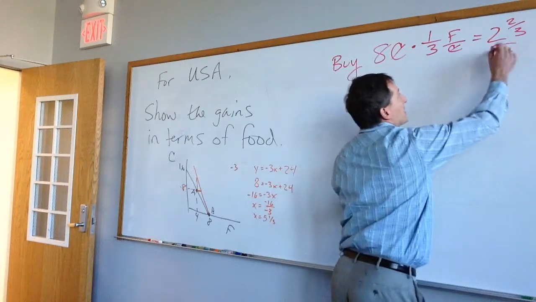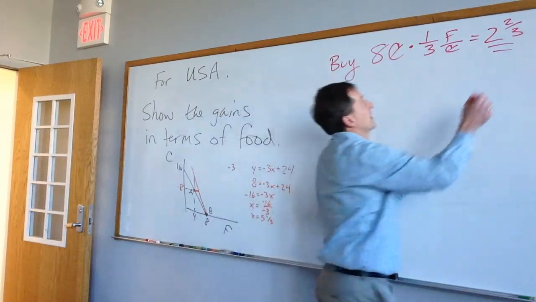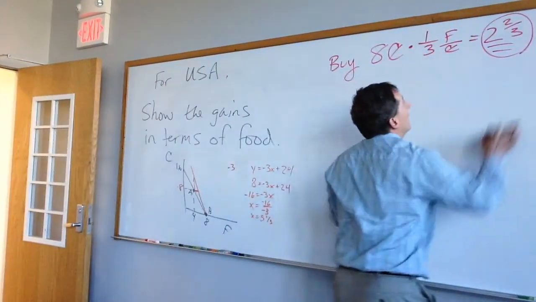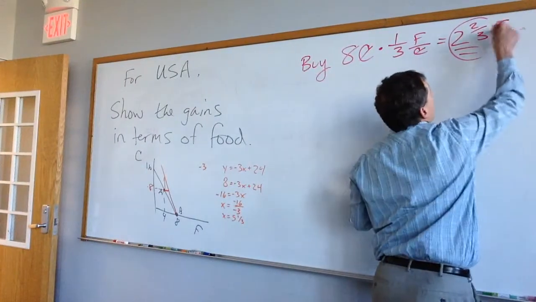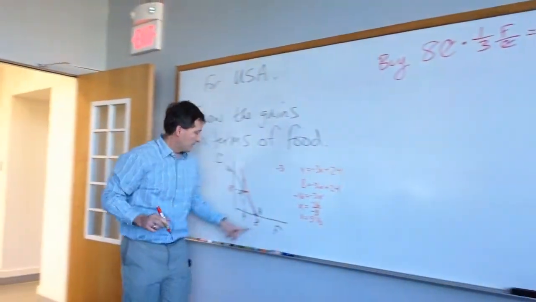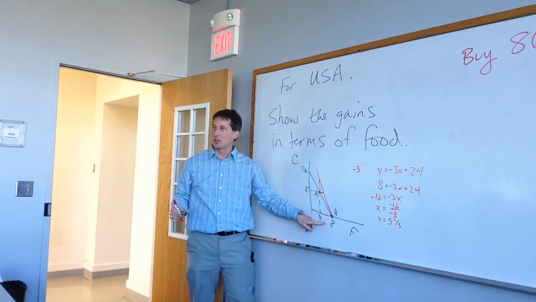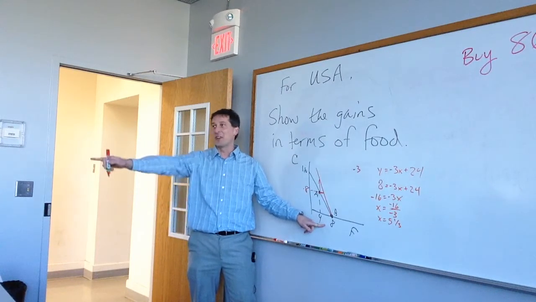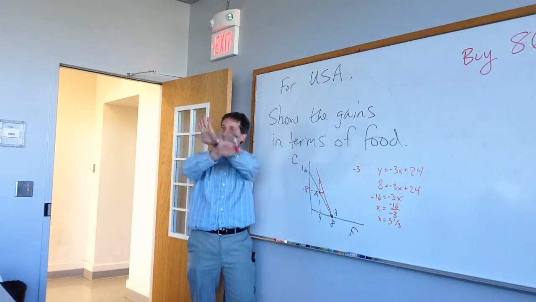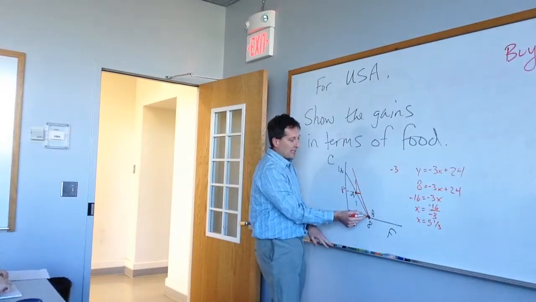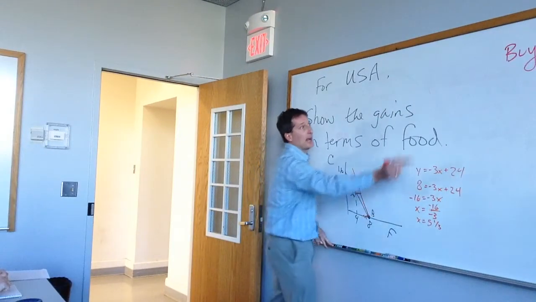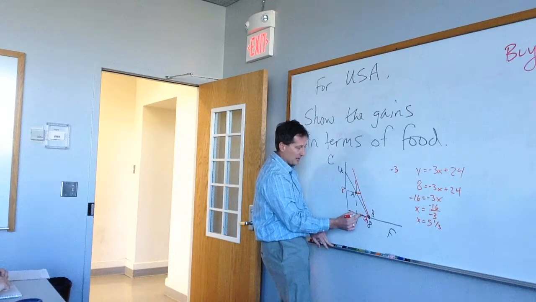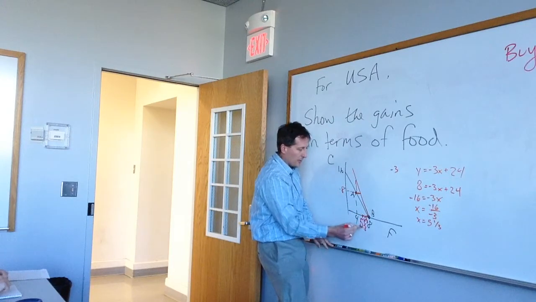Now that's what it cost me, right? We're going to buy 8 cars, giving up 2 2/3 of our food. 8 minus 2 2/3 is 5 1/3. Bingo. We kind of have this overlap going on, right? So I'm going to give up 1, 2, and 2/3. So minus 2 2/3 gets me down to 5 1/3.